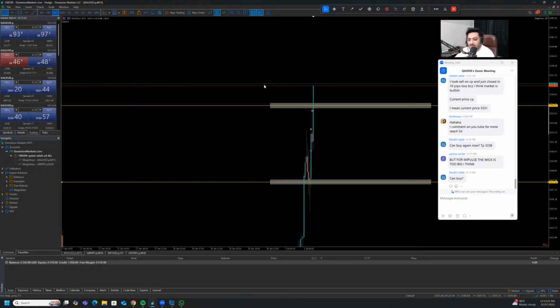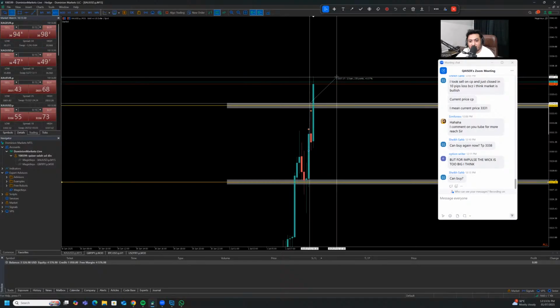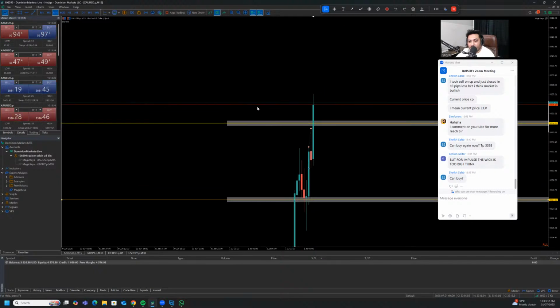Can buy? You just missed the buy. You missed the buy depending on the volume of London Open. You have missed the buy now. It already moved a lot. No more buy. You just need to wait for some structure to be formed, to be honest.